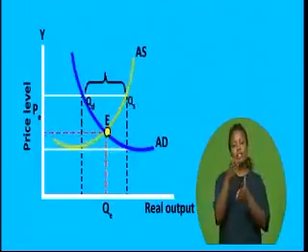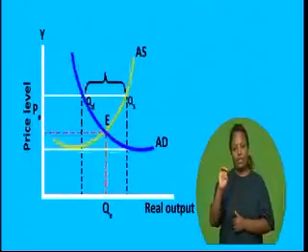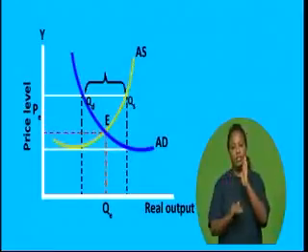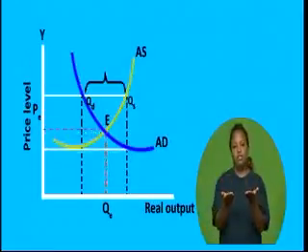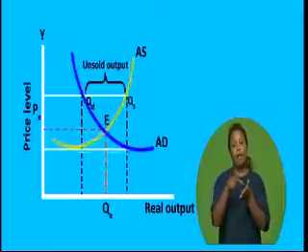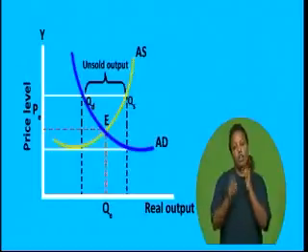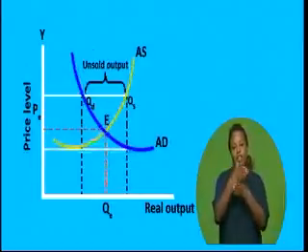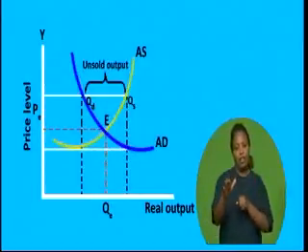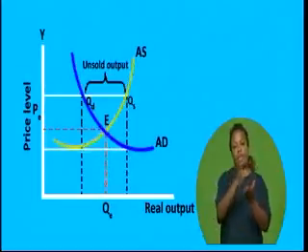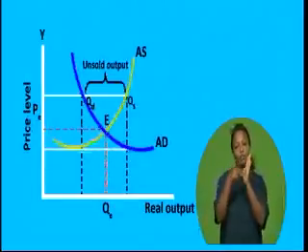If the price level is above PE, the quantity of real output demanded is less than the quantity supplied. Hence, there will be unsold output and the price level will decline, causing a decrease in the general price level. At some point, when the price level declines enough, aggregate demand just equals aggregate supply and equilibrium is attained at point E.